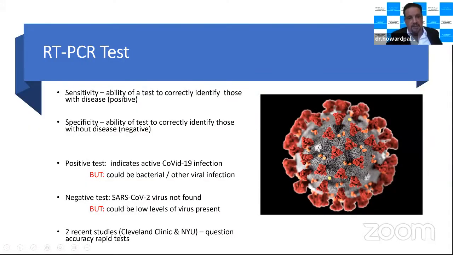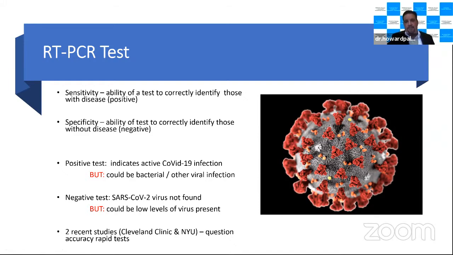Now, with the RT-PCR test, it's important for us to understand the difference between sensitivity and specificity of a test. The sensitivity is the ability of the test to correctly identify those who have the disease. In other words, we're looking for positive patients. Whereas the specificity is the ability of the test to correctly identify those without the disease. In other words, there is no virus present.